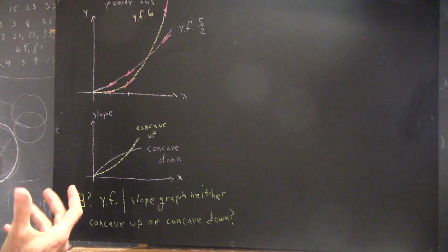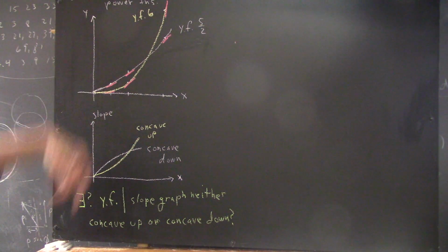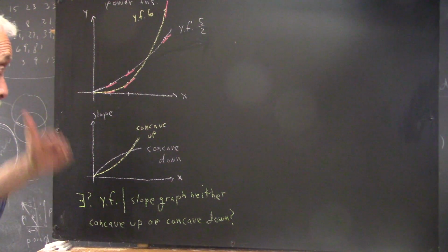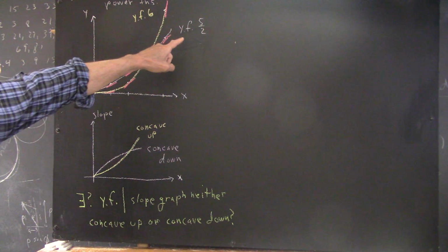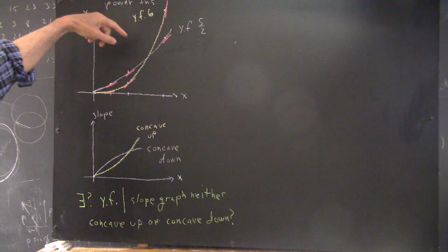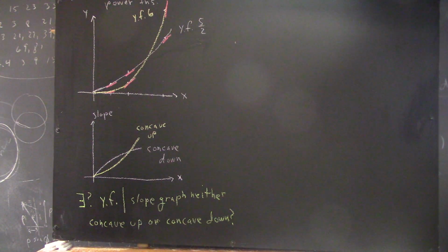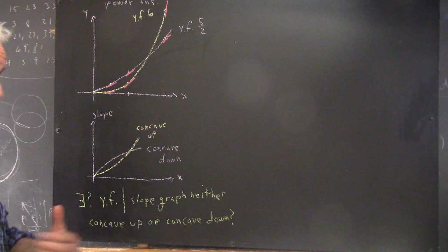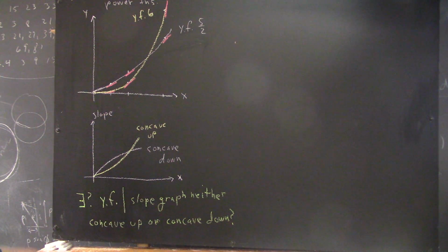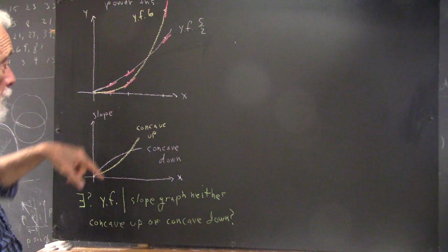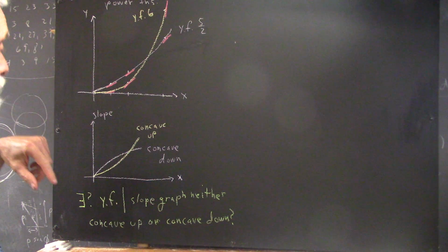Okay, I'm not going to construct them for you, and I didn't construct them with any great deal of accuracy here. But you could construct a graph for y factor 5 halves and a graph for y factor 6. Matter of fact, you're probably asked to do that, and you should do that as an exercise, okay? Then construct a slope graph for each of these graphs.